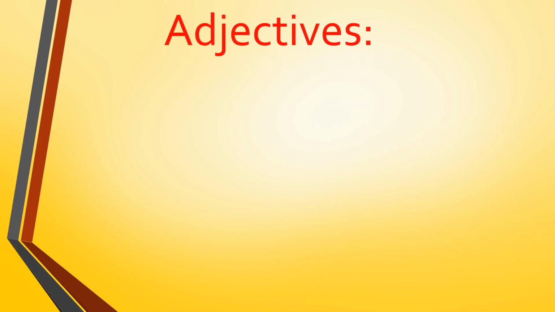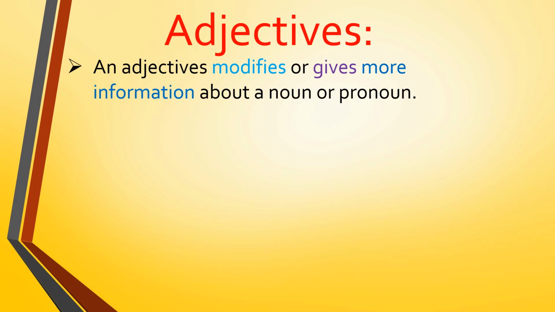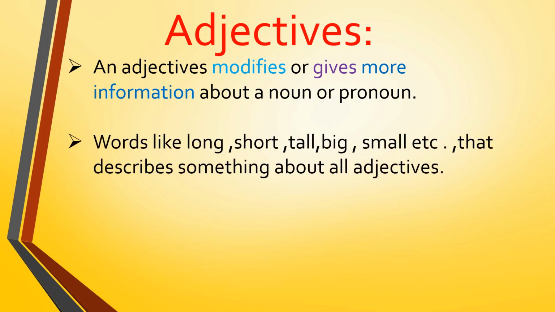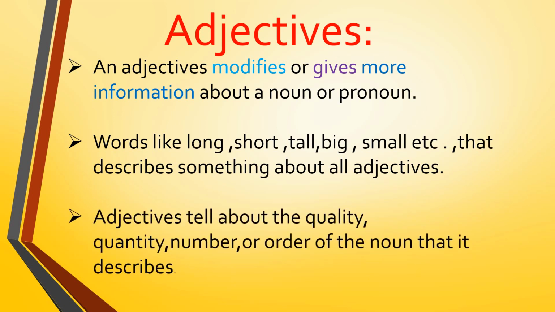What is an adjective? Adjectives modify or give more information about a noun or a pronoun. Words like long, short, tall, big, small, etc. describe something. Adjectives tell us about the quality, quantity, number or order of the noun that it describes.